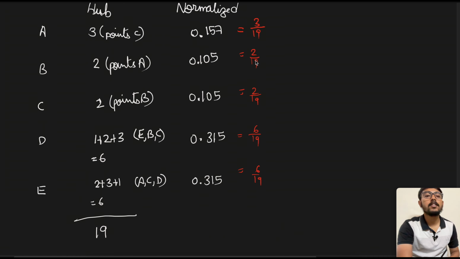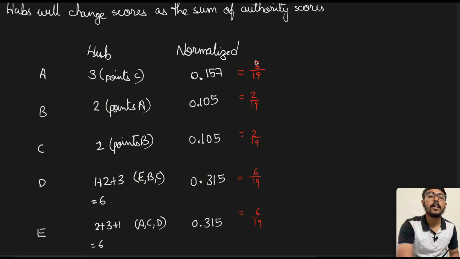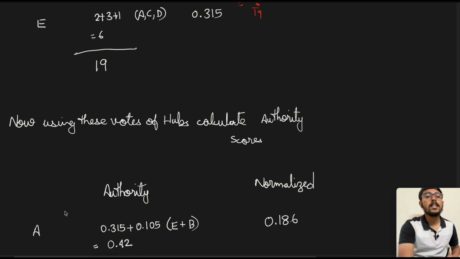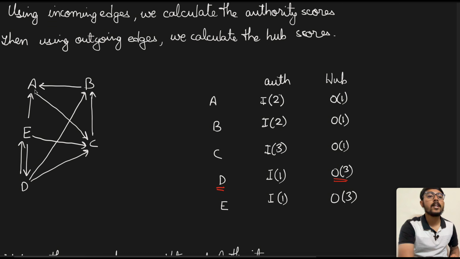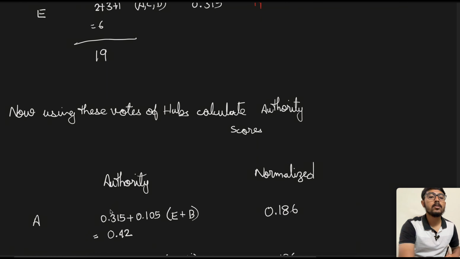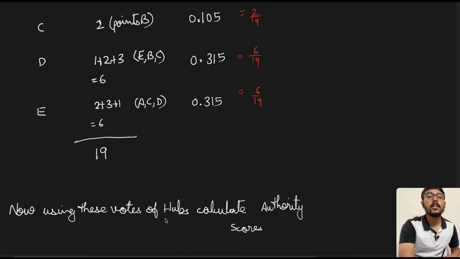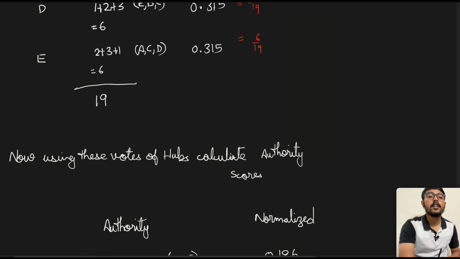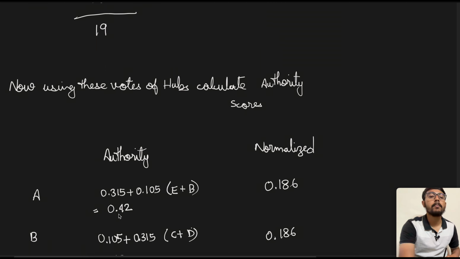Then since now we have the hub scores, we can calculate the authority scores. So if we go, we see that authority A has been pointed to from hub E and hub B, which we can check. So A is pointed to by B and E. So both of these hub scores will get added. So 0.315 plus 0.105. Remember, when you use the hub score here, you need to take it from the normalized version from the table above, right? Then we calculate it, which comes out to be 0.42.